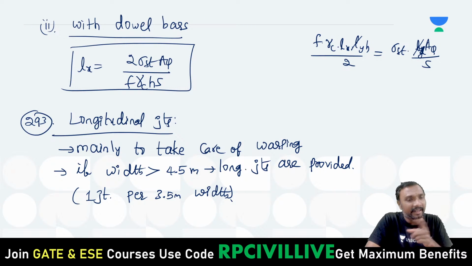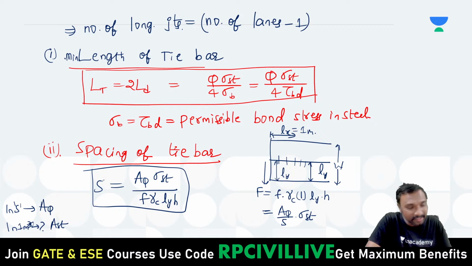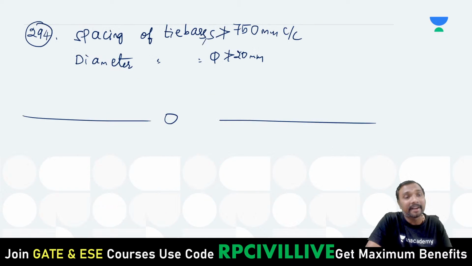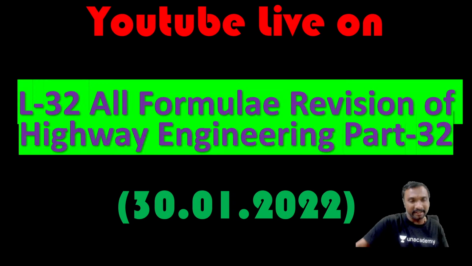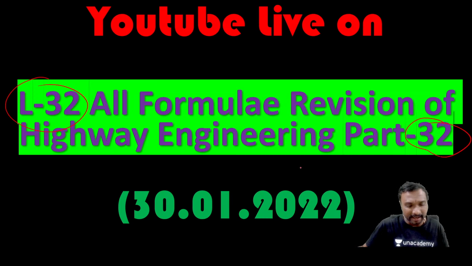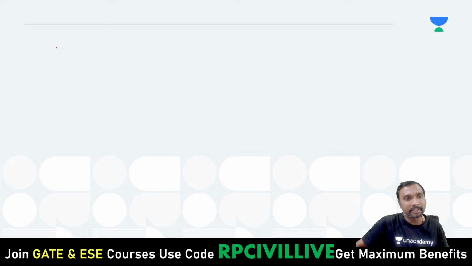The longitudinal joints we have seen, and on the longitudinal joints the tie bars, length of the tie bars and spacing of the tie bars, and the specifications regarding the length and spacing of these tie bars also we have seen. These are the few things we have seen in yesterday's class. It's page 294. Now in today's class, this lesson 32, we'll be completing this pavement topic. Okay, 294. This is your 295.